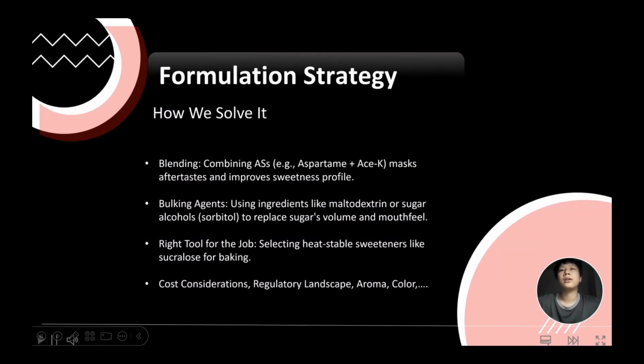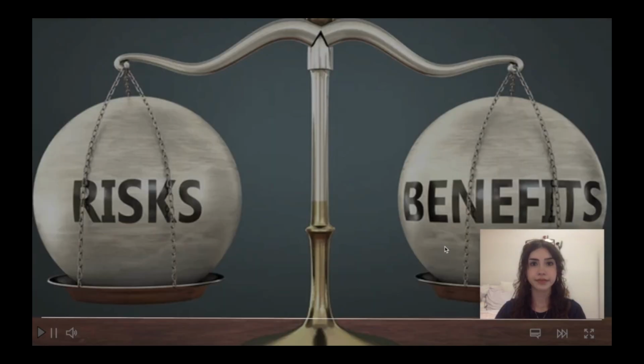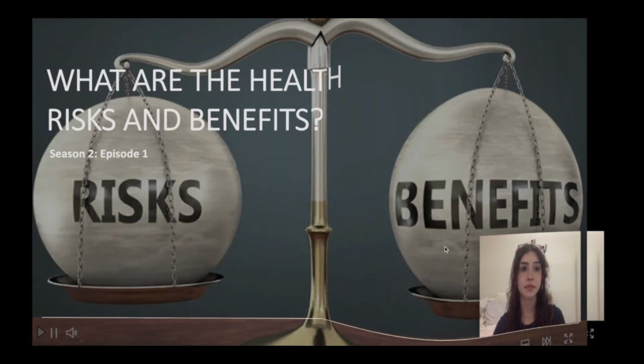There are other aspects like cost, regulation landscape, the safety standards, the interaction with aroma, and the product color. All these play a key role in artificial sweetener use. Let's talk about some health risks and benefits.